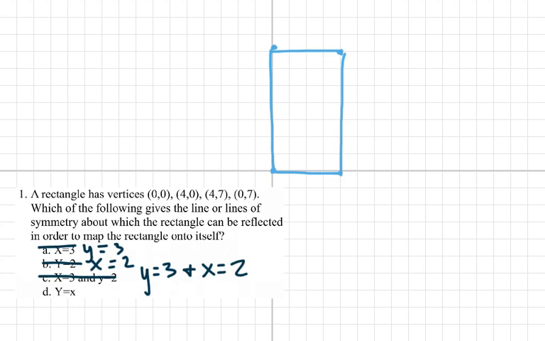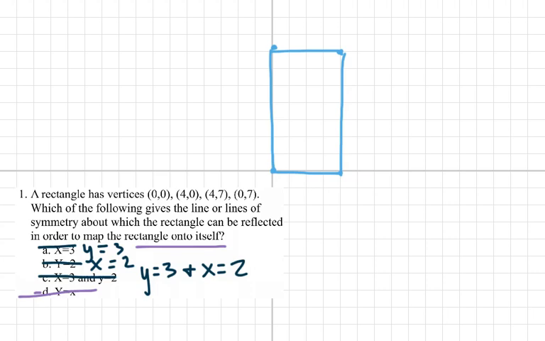Okay, so we have a rectangle, it has vertices, blah, blah, blah, graph them. Which of the following gives the line or lines of symmetry about which the rectangle can be reflected in order to map the rectangle onto itself? Remember, anytime it's talking about onto itself, it wants that exact same rectangle when you get done. In our notes, we said that you're only going to use a diagonal line whenever you have a square. We have a rectangle, so it's not D because that's a diagonal line.